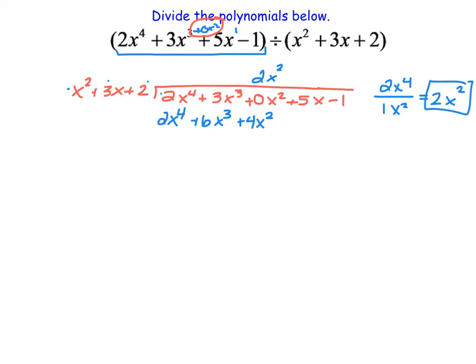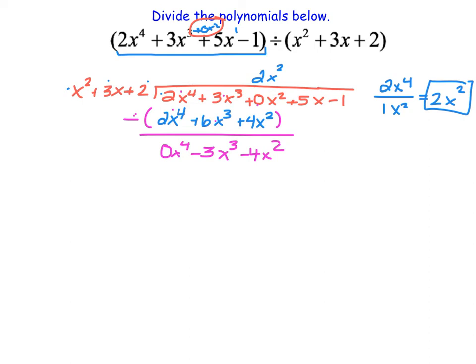Now from here, I need to subtract the polynomial in blue from the polynomial in red. So we have 2x to the fourth minus 2x to the fourth. Well, I can already see that that's going to become a 0x to the fourth. Then I have 3x cubed minus 6x cubed, which becomes a negative 3x cubed. And then I have 0x squared minus 4x squared, which becomes a negative 4x squared.